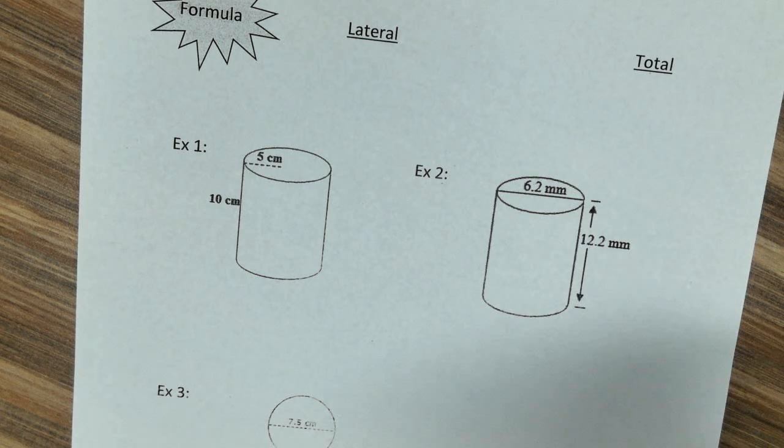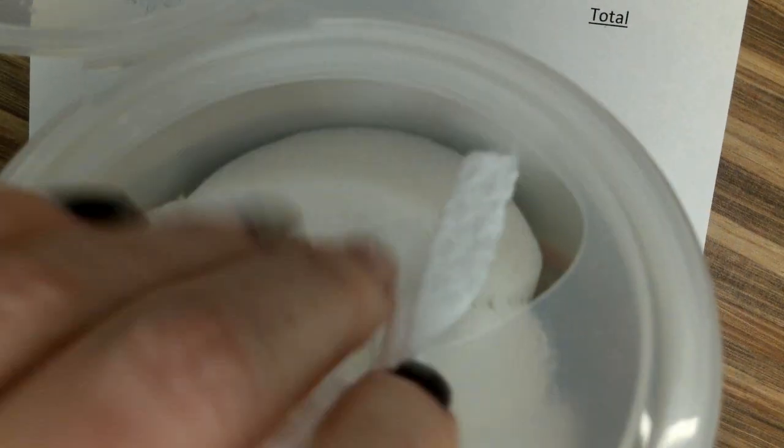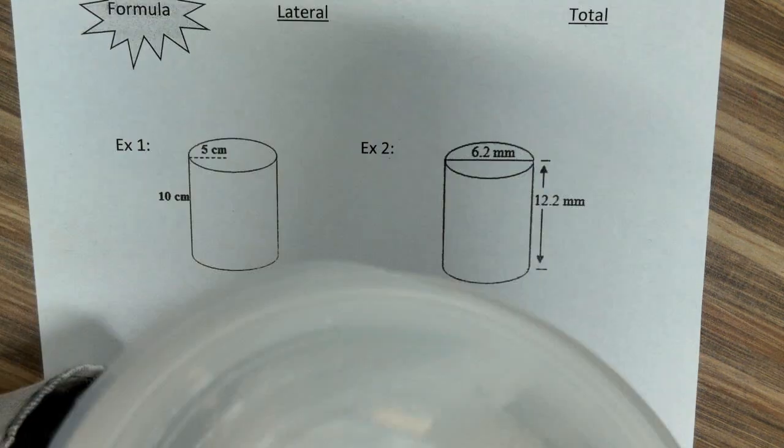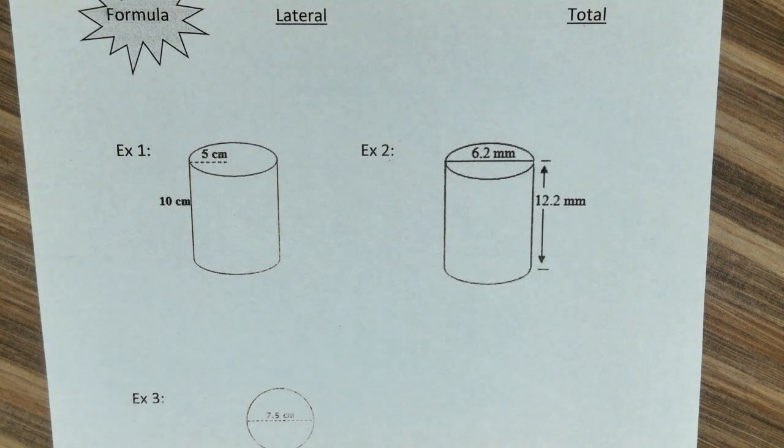I'm going to say it again. Volume, how many would fit inside of this? Because volume is the entire shape. Surface area, how much wrapping paper would I need to wrap this if it was a Christmas present? Okay, everybody understand the difference?